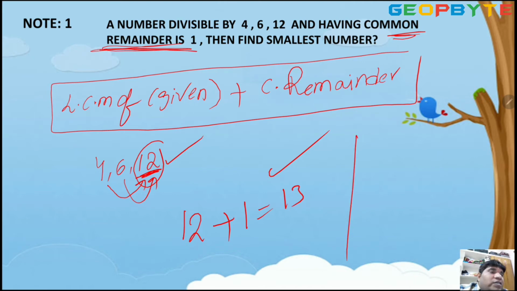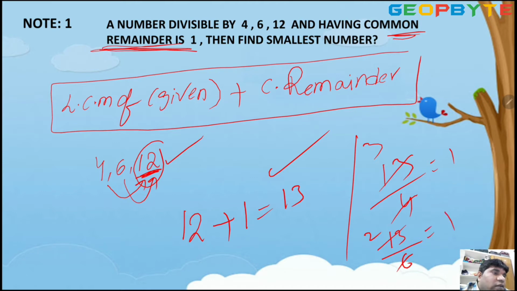You can check by crossing. 13 divided by 4: 4 threes are 12, remainder 1. 13 divided by 6: 6 twos are 12, remainder 1. 13 divided by 12: 12 ones are 12, remainder is 1. Okay? So satisfied. Next, same type.